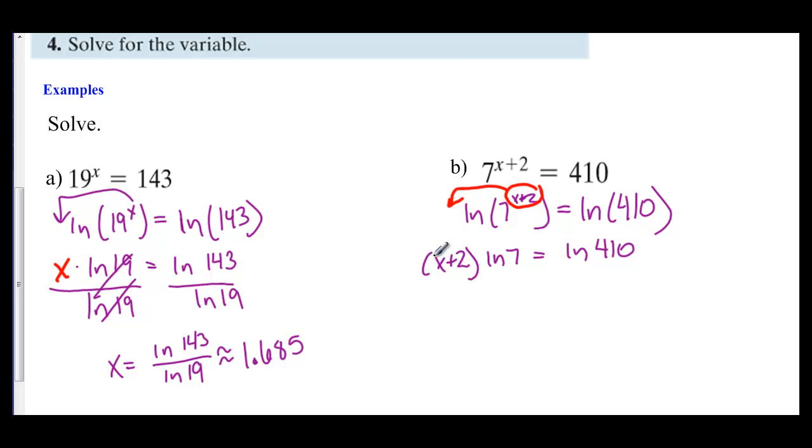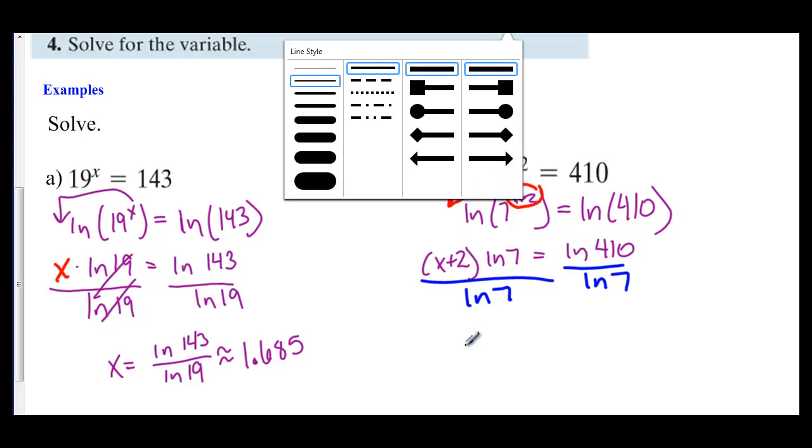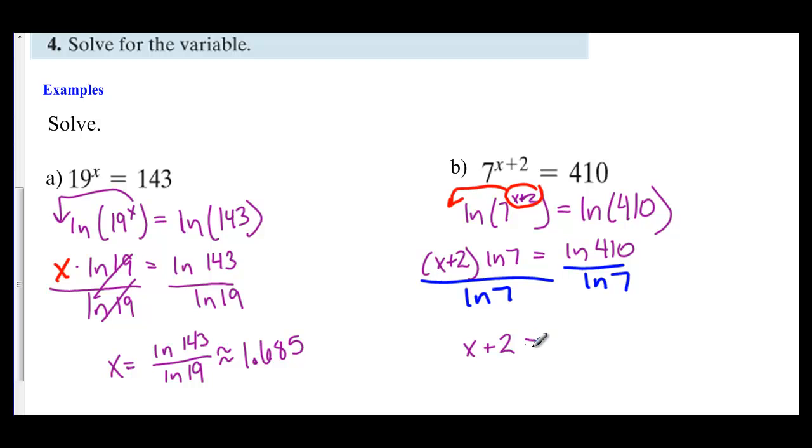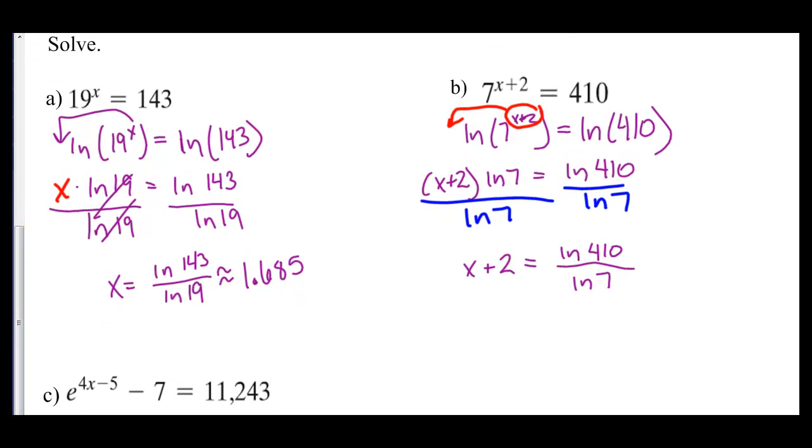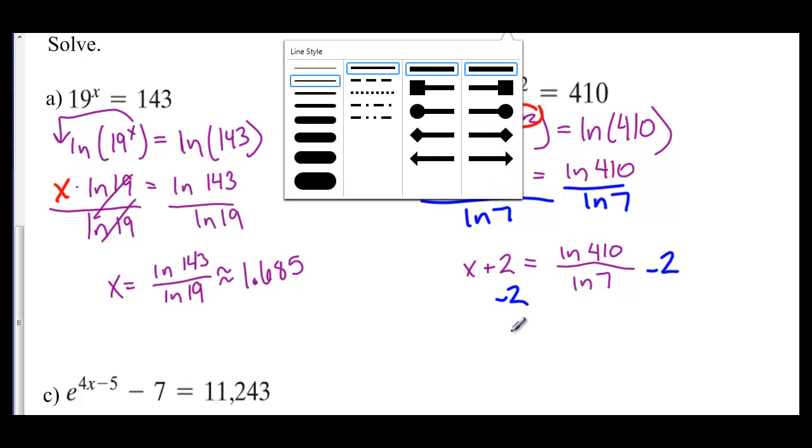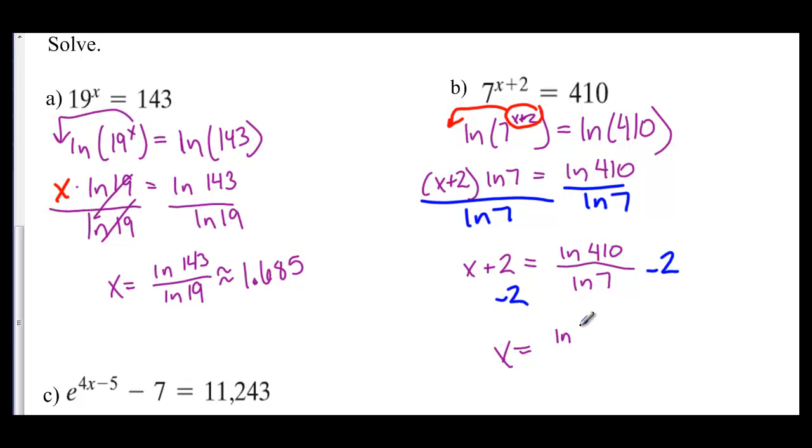So to get this x by itself, we can first divide by that natural log of 7. And that's going to give us that x plus 2 equals the natural log of 410 divided by the natural log of 7. And then we're just going to subtract 2 from both sides. So our final answer is going to end up being that x equals the natural log of 410 over the natural log of 7, all minus 2.